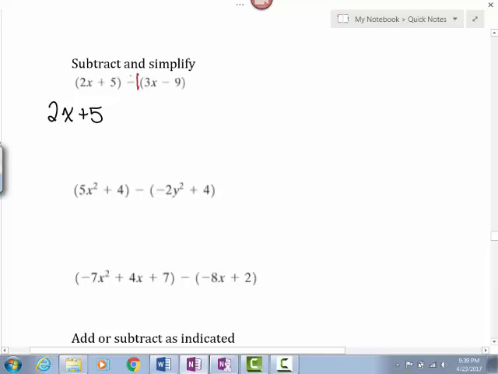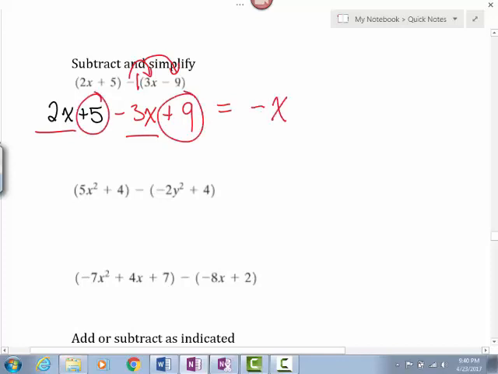But if you notice, there's a minus here, so we're going to go ahead and distribute that negative 1 to both those terms. So negative 1 times 3x is a negative 3x. Negative 1 times a negative 9 is a positive 9. And now we can go ahead and combine our like terms. So 2x minus 3x is a negative x. And a plus 5 and a plus 9 is a plus 14. Good. All right, let's try the next one.